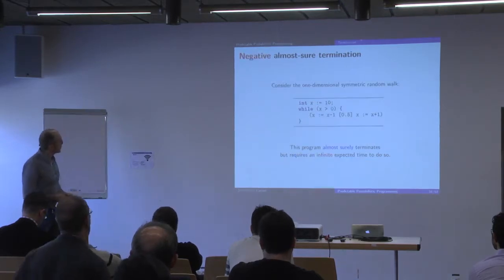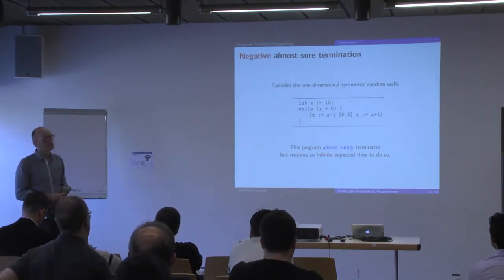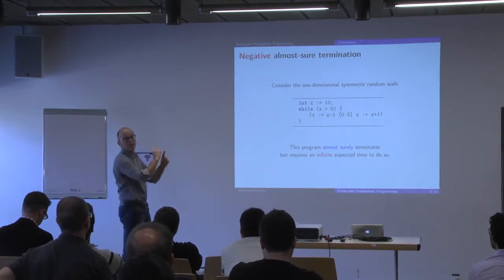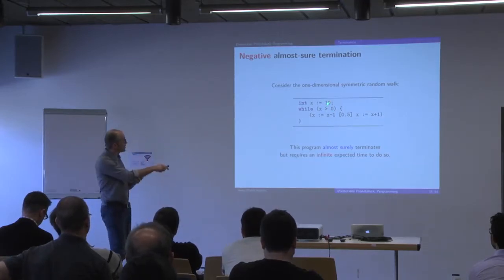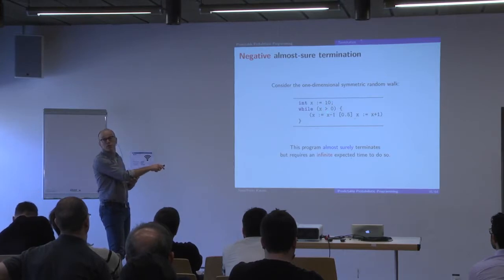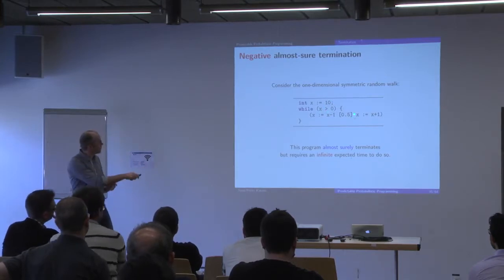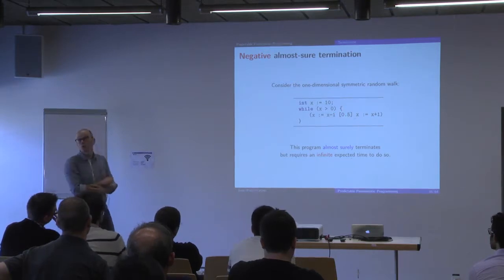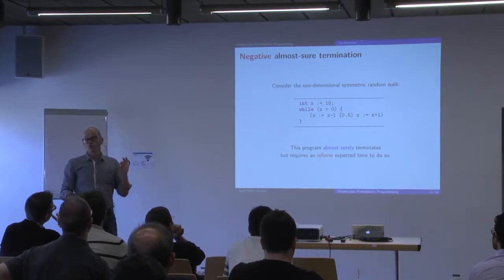Good. Well, what about this program? It's a one-dimensional symmetric random walk. So you walk on a line. You start at some arbitrary position, let's say 10. As long as you did not hit 0, what are you going to do? You flip a fair coin, and based on its outcomes, you move one position to the left or one position to the right. This program is almost surely terminating.